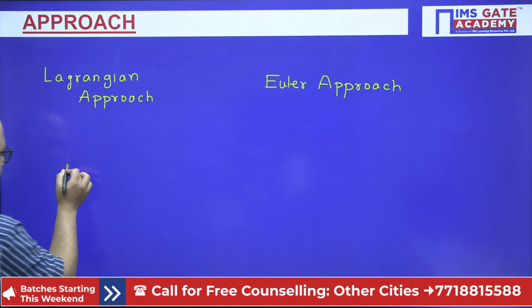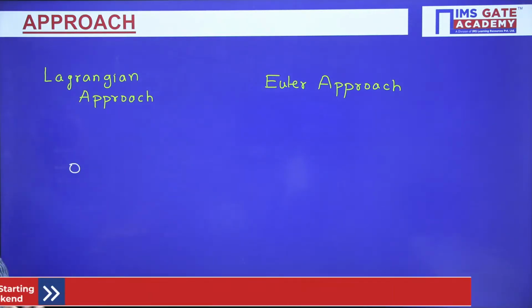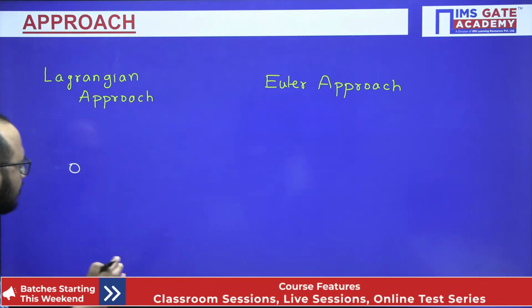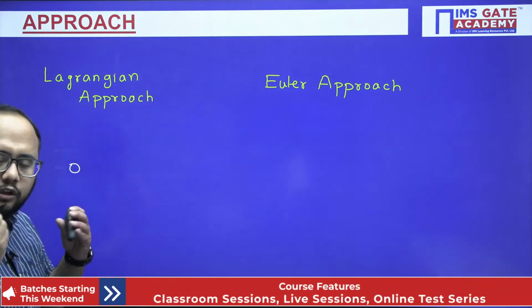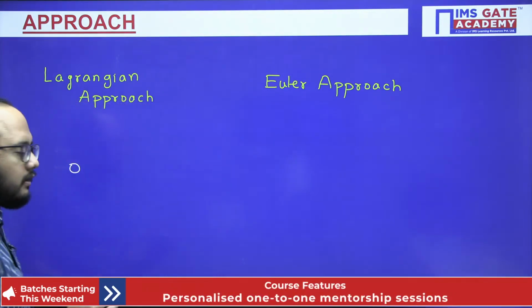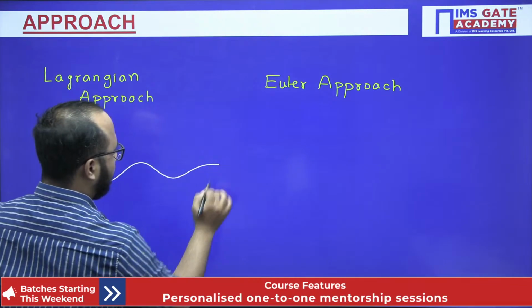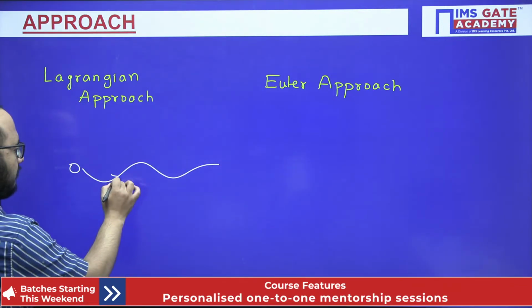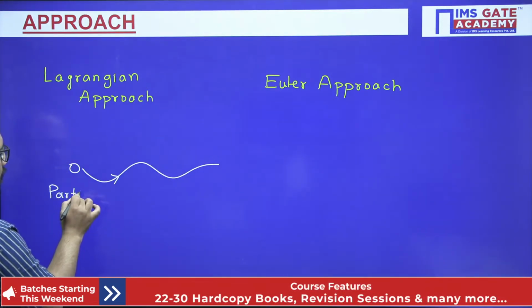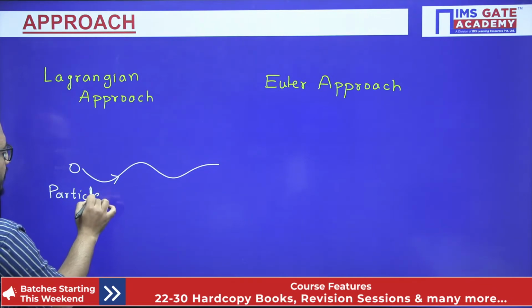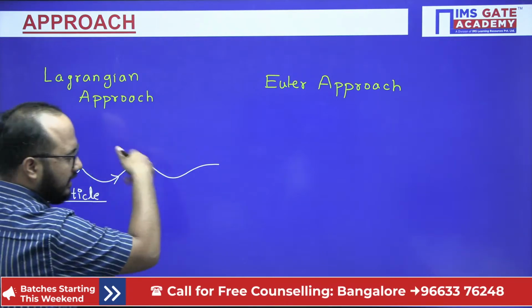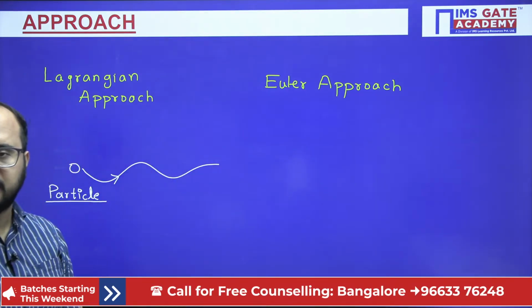So let's suppose there is one particle in the fluid flow. Obviously, when the fluid is flowing, n number of particles are there, right? Now you are just focusing on any one particular fluid particle, and throughout its journey, you are tracing its movement. So let's suppose this is the path. You are observing the fluid particle throughout its journey. This is, let's suppose, the path that it follows during its journey.